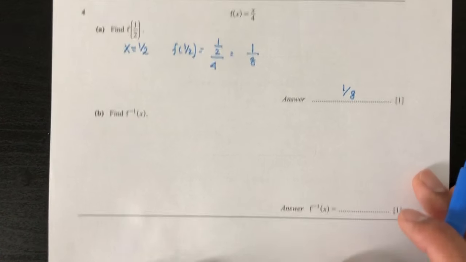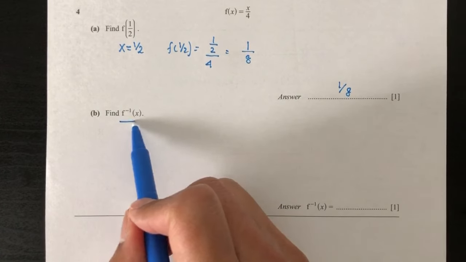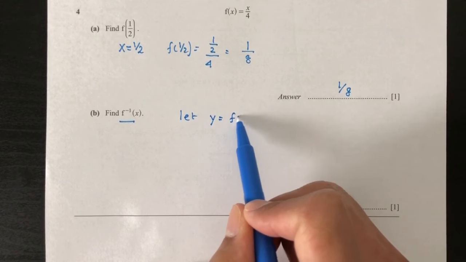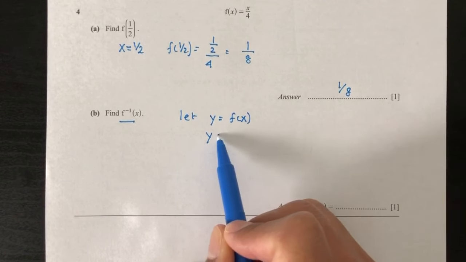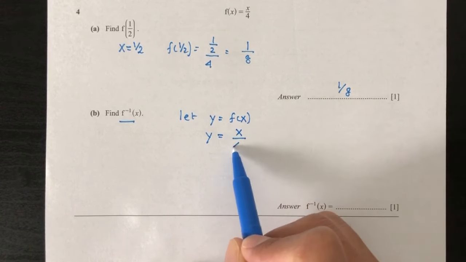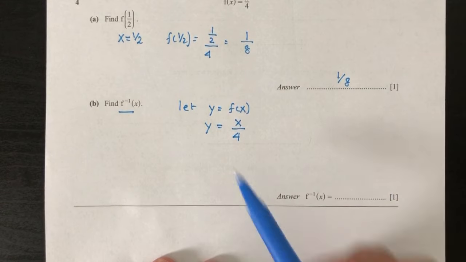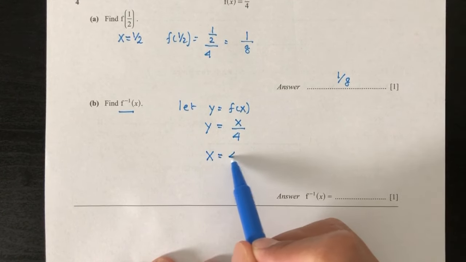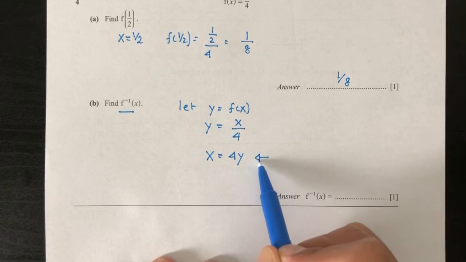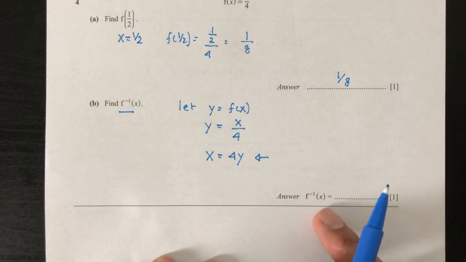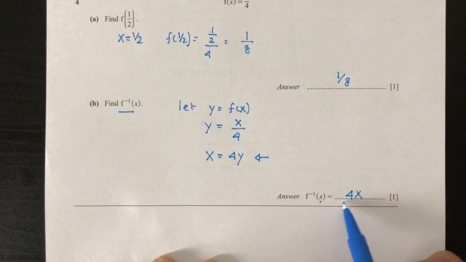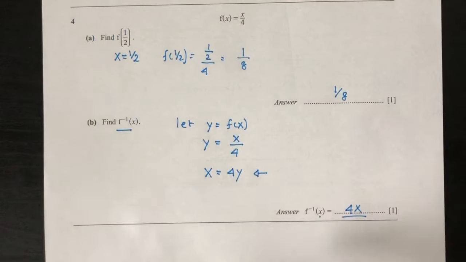Now for part B, find f inverse. Inverse is always to let y equal to f of x. So y is equal to x over 4. Next step, we have to make x the subject of the formula. So x will be 4y. Now finally, when you write f inverse, it is in terms of x. So we write down 4x. That is question number 4.